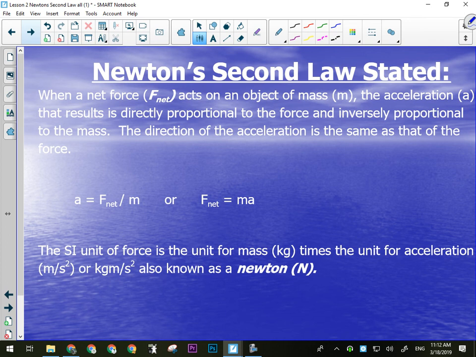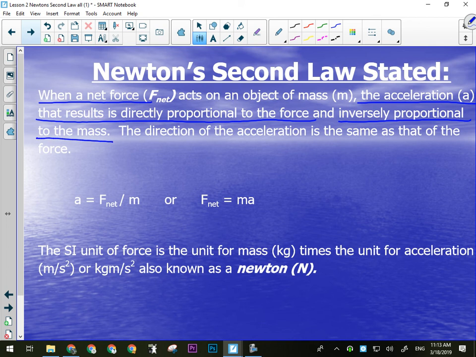So when a net force acts on an object of whatever mass, the acceleration is directly proportional to the force. This is kind of Newton's second law explained out. So if I double the force, I get double the acceleration. If I quadruple it, I get quadruple the acceleration. It is also inversely proportional to the mass.